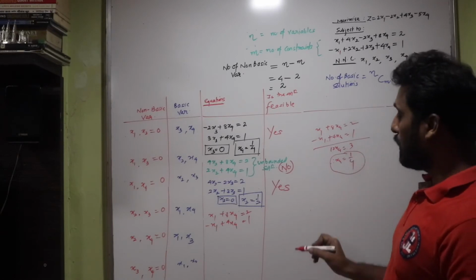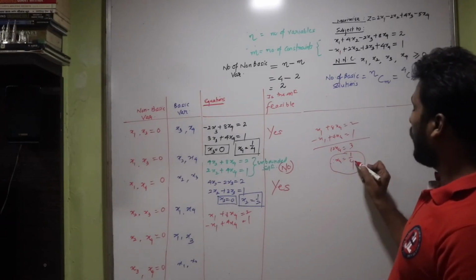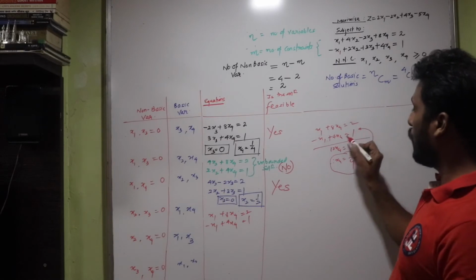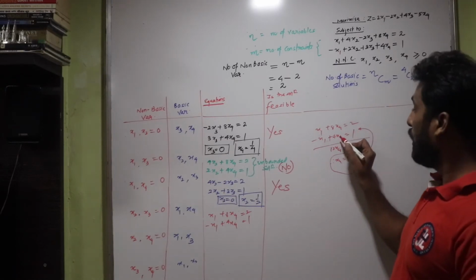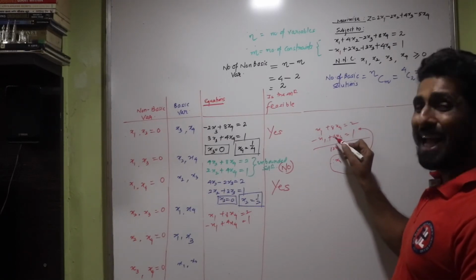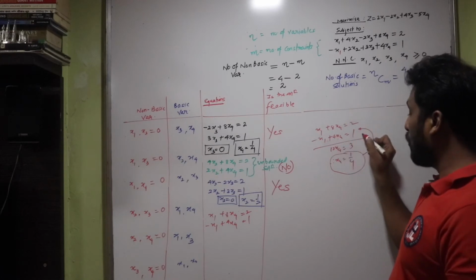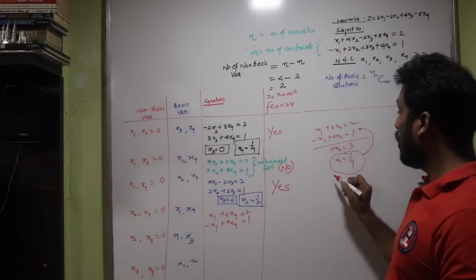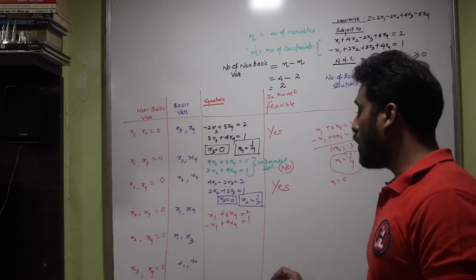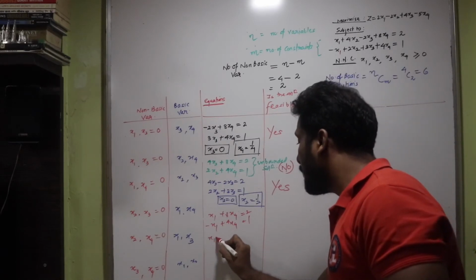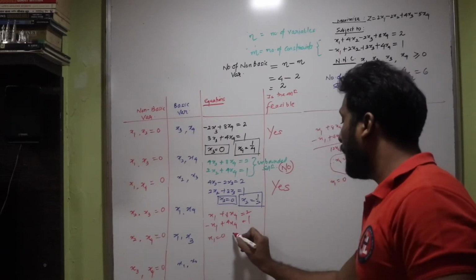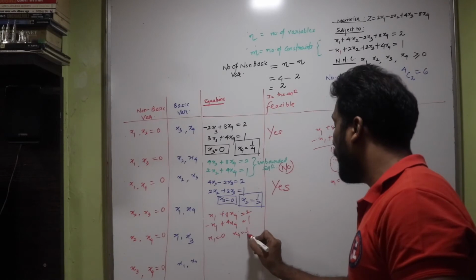If I take this value x4 equal to 1 by 4 and put it in the previous equation, 8 into 1 by 4, the 4 and 4 cancel, you get 2 here. Transferring to the other hand side, 2 minus 2 becomes 0. So x1 is going to come 0. So I can write over here that x1 came 0 and x4 came 1 by 4.